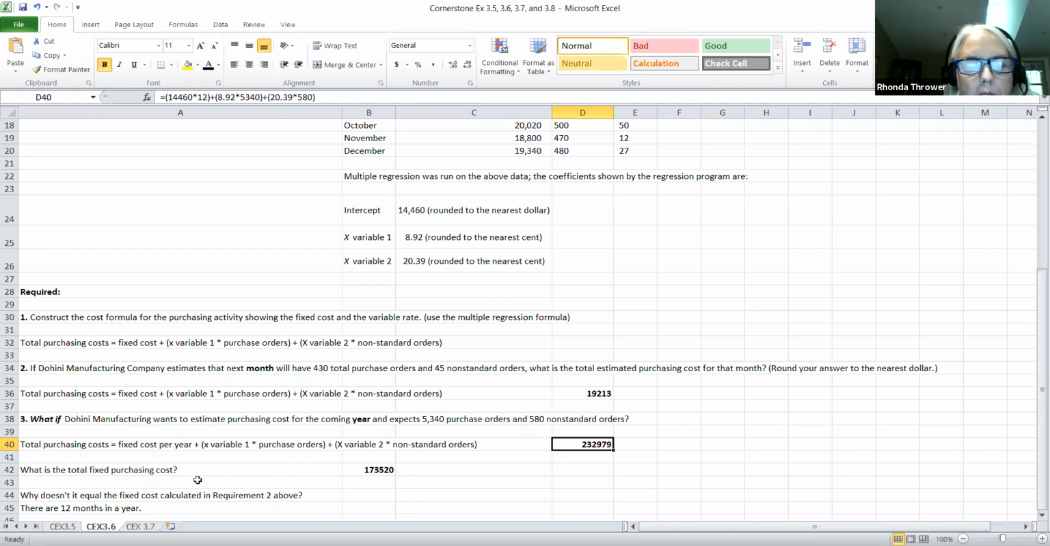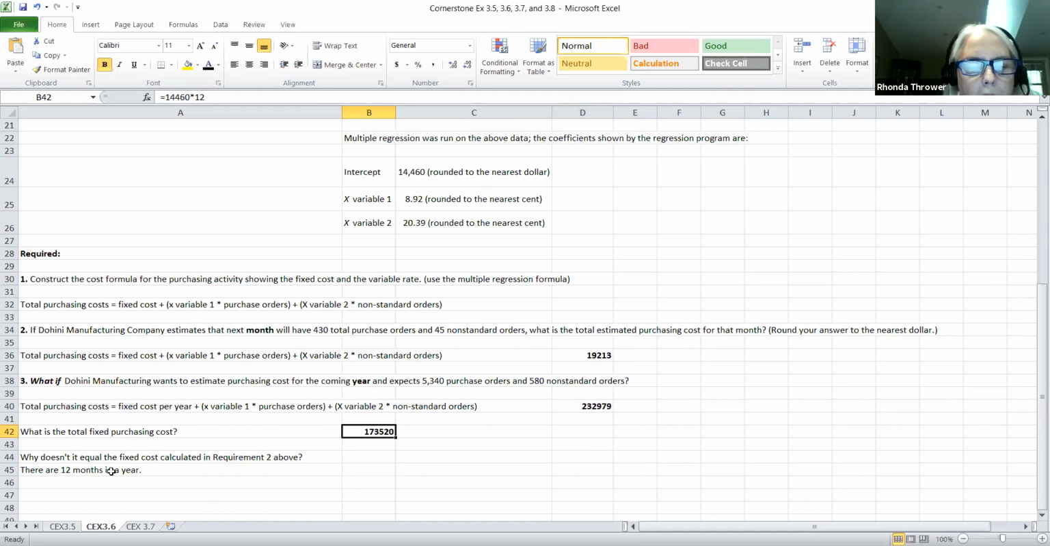And then again, they've asked you what is the total fixed cost. Well, it would be the intercept amount times 12. That's how we get the total fixed cost. And again, they ask you that same question, why doesn't it equal the fixed cost in requirement number 2 above? Because in requirement 2 above, it was for a month. And in this requirement, it was for a year. So to find the yearly fixed cost, we have to multiply it by 12 months in the year. So this is an example of multiple regression analysis.